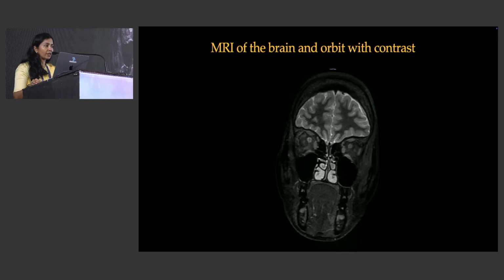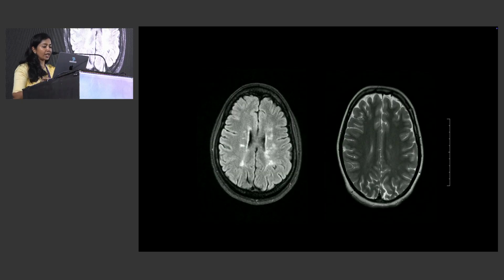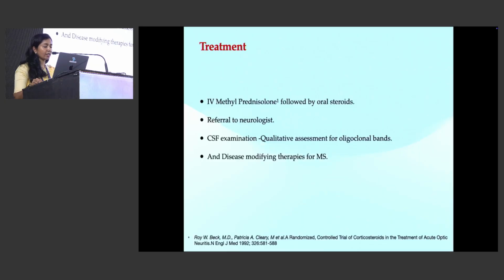All cases of clinically isolated syndrome, which includes optic neuritis, should have an MRI of the brain and the orbit with contrast. One, to look for the cause, any inflammatory lesion in the optic nerve, and also the brain, to see if there are any demyelinating lesions, to assess the risk of conversion to MS and other demyelinating conditions. She had this MRI brain which showed hyperintense lesions in the periventricular area. So she was treated with IVMP as per ONTT, followed by oral steroids.